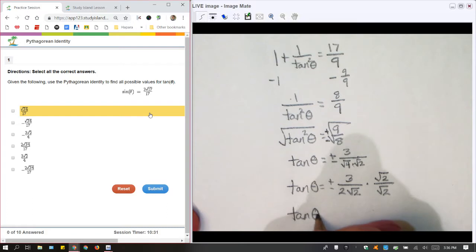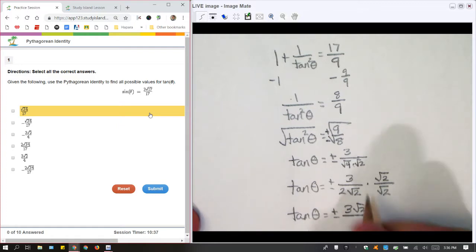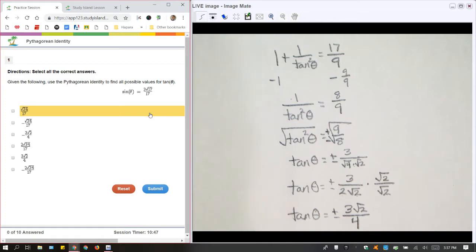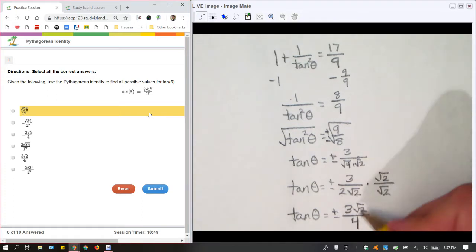So the tangent of theta is equal to plus or minus 3 times square root of 2 divided by 2 times 2. Again, square root of 2 times square root of 2 is 2, and we have 2 times that. So it's 2 times 2, which is 4. So I have positive or negative 3 root 2 over 4.